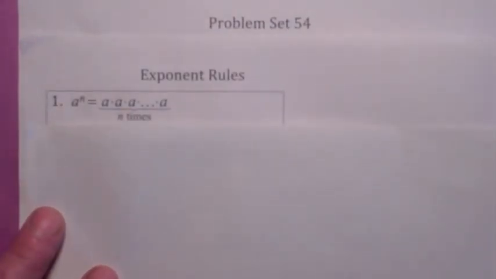This is the last problem set in the whole book. I hope you guys don't get too upset about that. We're going to review the exponent rules you've learned so far this chapter and tack on a few more. What have we learned so far?